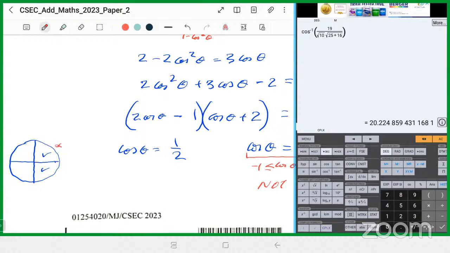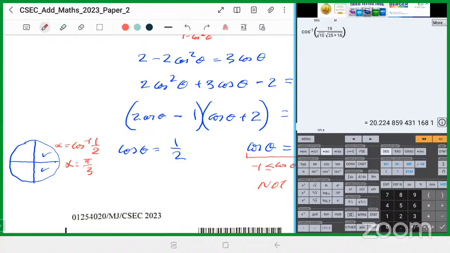So the alpha becomes cos to the minus 1 of the positive of this value, which is just a half. And so the alpha equals 60 degrees or pi by 3, because the cos of pi by 3, cos of 60 degrees, is a half. I think that's the answer now because I can only take angle in this quadrant.